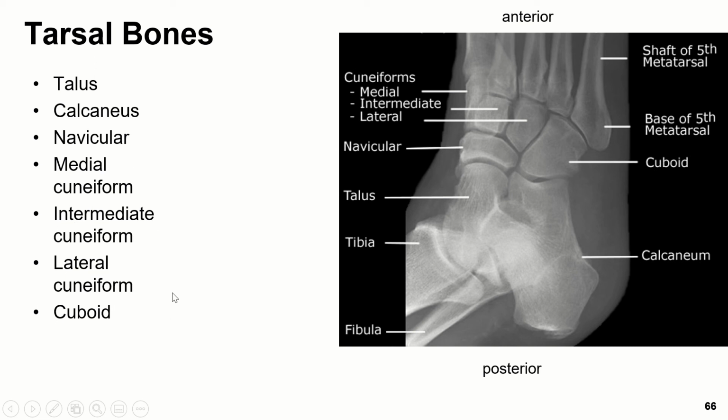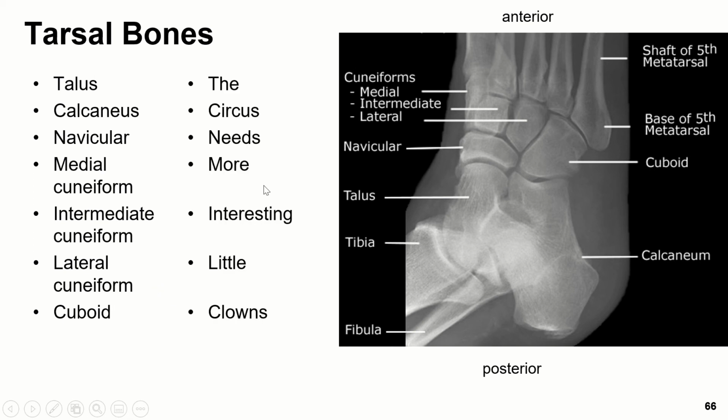Is there a mnemonic to help us with this? Of course there is. Is it silly? Of course it is. The circus needs more interesting little clowns. Okay, so T for talus, C for calcaneus, N for navicular, more interesting and little. It doesn't cover the cuneiform. Okay, and then clowns for cuboid.